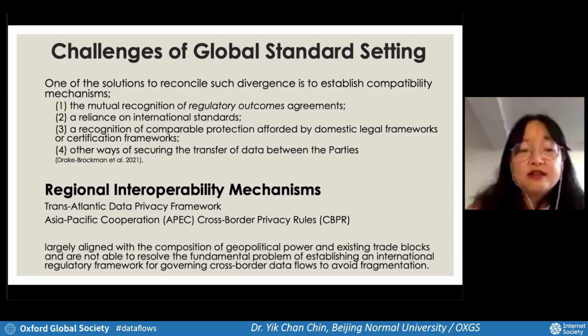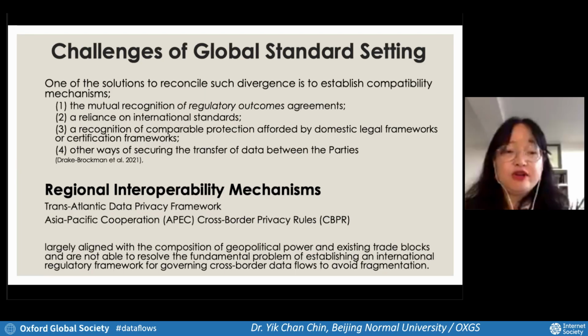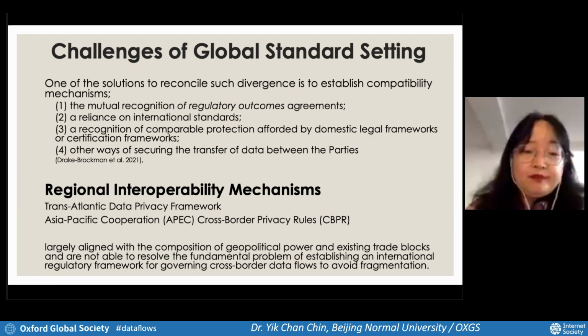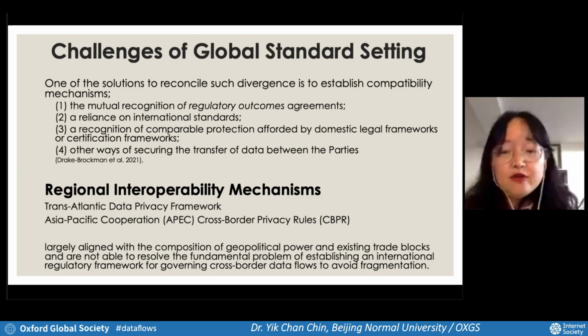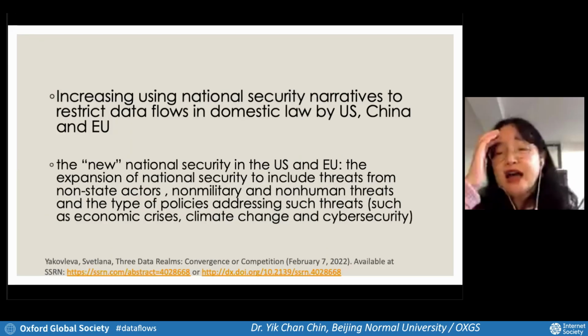So there is a kind of compatibility mechanism, or rather different compatibility mechanisms. One of them is to establish regional interoperability mechanisms, such as the Transatlantic Data Privacy Framework or the CBPR. But the main concern is that many of those mechanisms are still aligned with the composition of geopolitical power and with existing trade blocs. So they are not able to solve the fundamental problem of establishing an international regulatory framework. Even with these interoperability mechanisms, they are still aligned with geopolitical power and trade blocs. The other issue is national security.